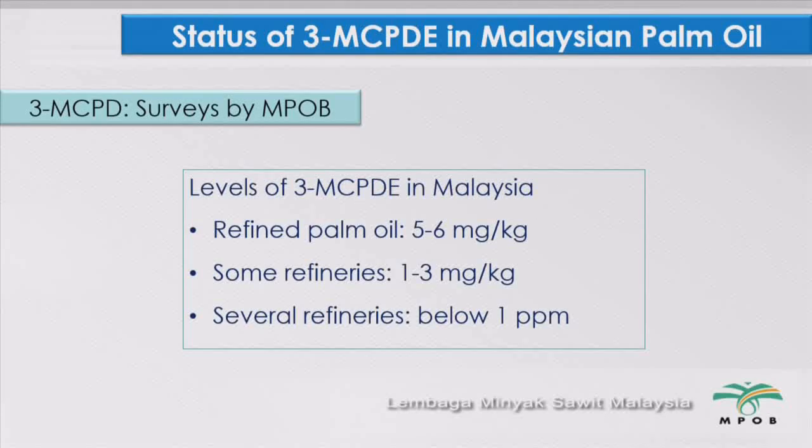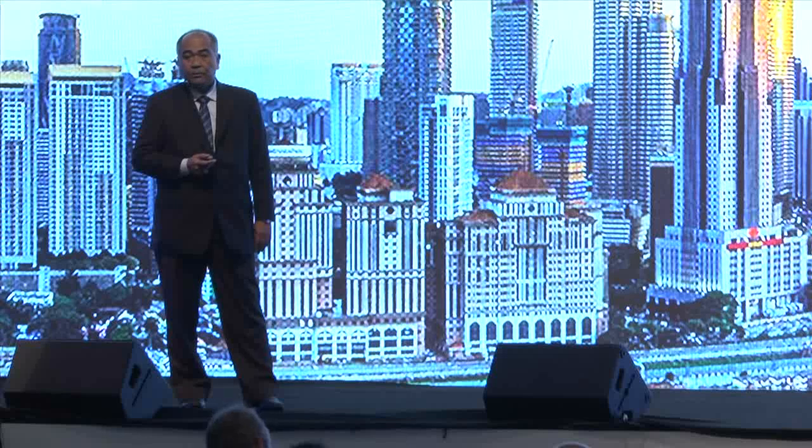So, status of 3MCPD in Malaysia. We have carried out several surveys. Levels of 3MCPD in this country for refined palm oil are 5 to 6 milligram per kilogram, and at refineries 1 to 3. Several refineries, however, can manage with their good manufacturing practice and so on. They were able to reduce it to below 1 part per million.